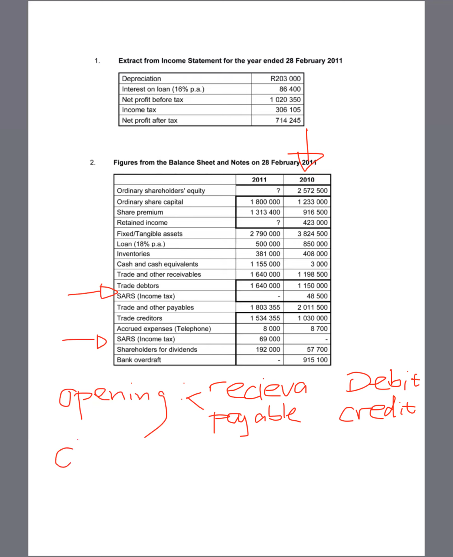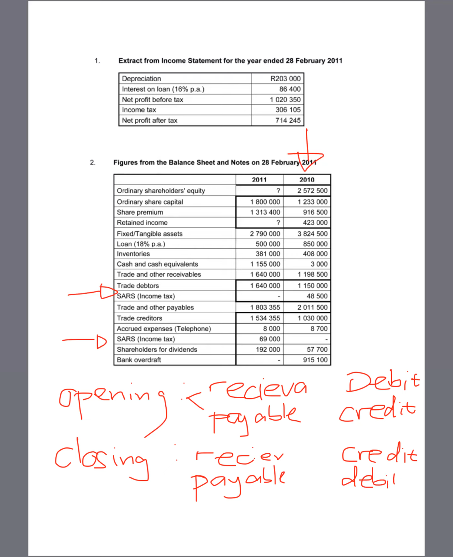Now we go to my closing balance. My closing balance is going to be opposite. If it's under trade and other receivables, what are we going to do? We're going to credit it. And if it's under payables, we debit it. Yes.